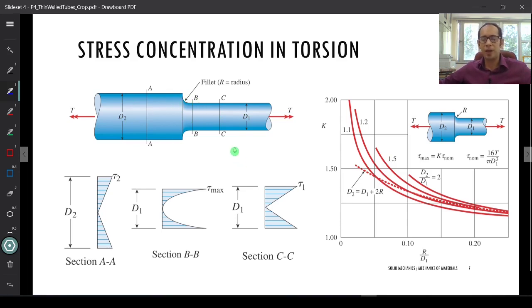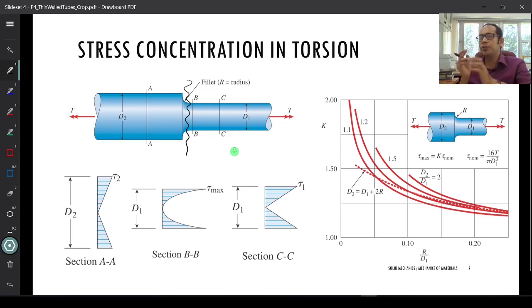Now imagine if you are having a structure like this and you are applying a torque at both the ends, right? Where do you expect this to fail? You expect this to fail pretty much at these interfaces over here, right? And why does it fail there? Because the stresses shoot up over there.